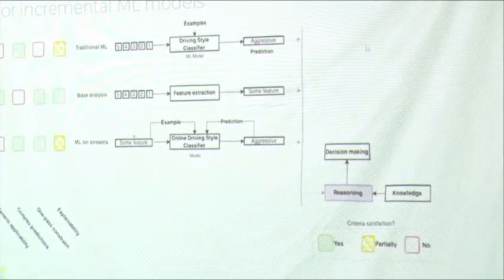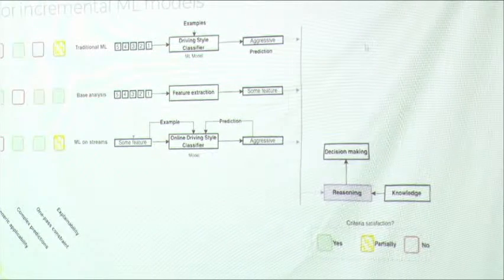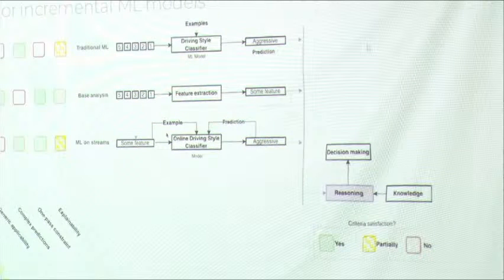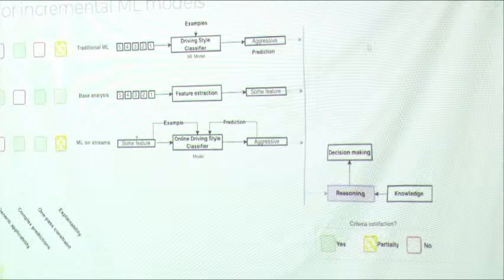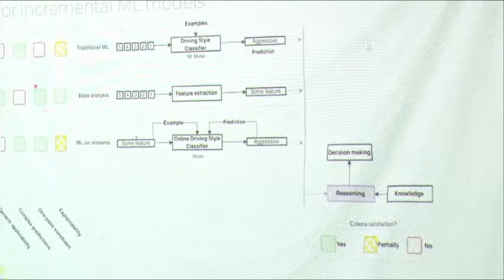Okay, and after the second flow graphic, we lost the connection, so it would be very nice if you could explain the third and the fourth. Yes, sure. So the third one, you mean this one, machine learning on streams.